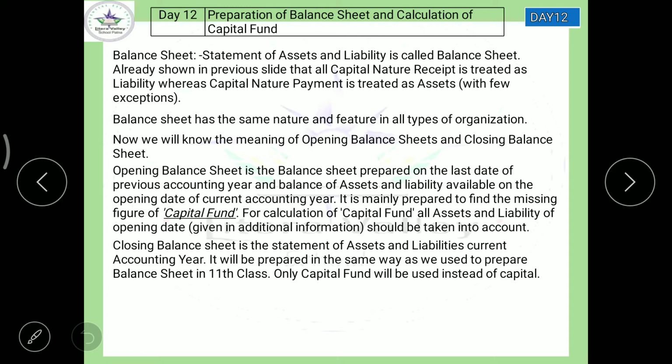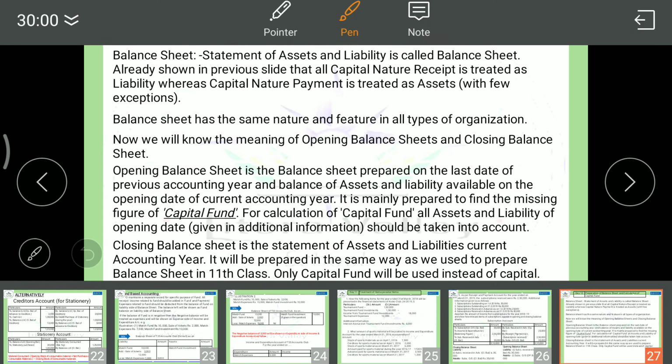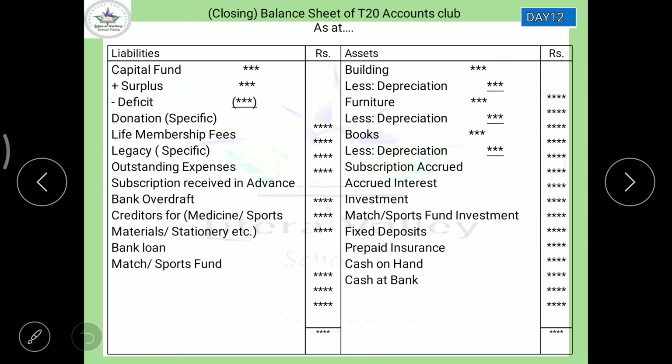So capital fund. With the purpose of calculating the amount of capital fund, we prepare an opening balance sheet, and it is based on the same concept of 11th: capital is equal to assets minus liabilities. Here you can see a format of balance sheet is given there.